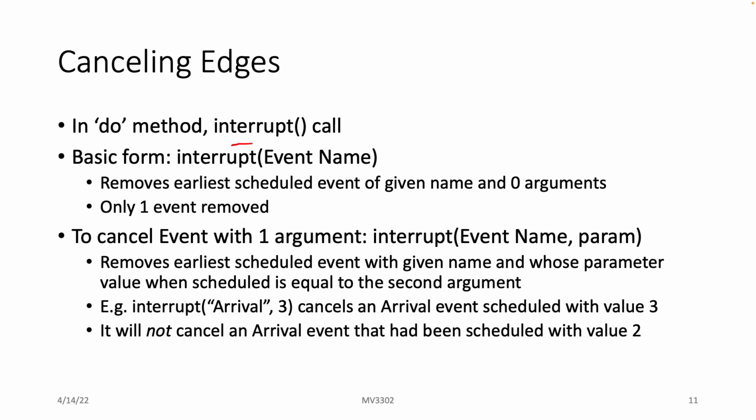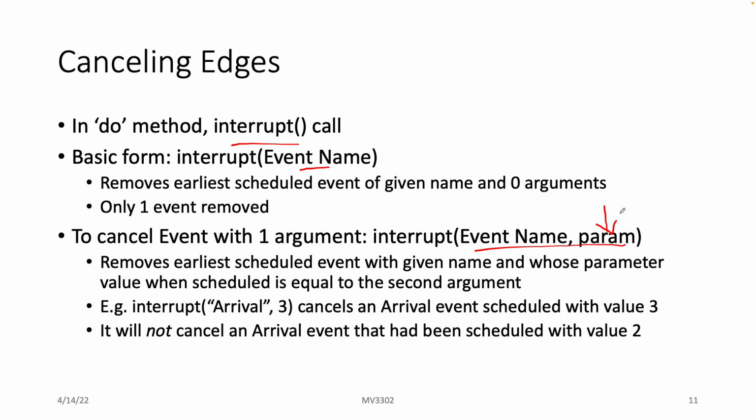Now, canceling edges, which you're going to encounter tomorrow, is the interrupt. So the basic form is we interrupt and give it the event name. And again, that removes the earliest scheduled event with a given name and 0 arguments. So if we don't give it any arguments, it will try to remove just the event that has no arguments. But if I want to remove one with an argument, and that's what you're going to be doing, I need to give that argument as, in this case, the second one. And if there are more than one, you can just keep listing them.